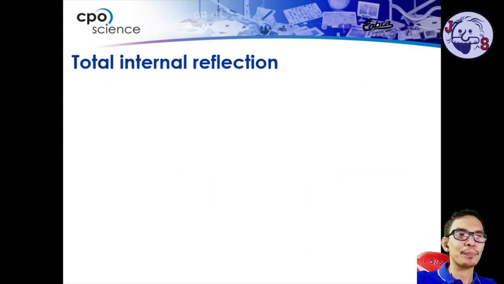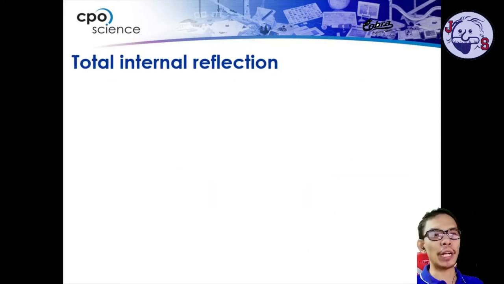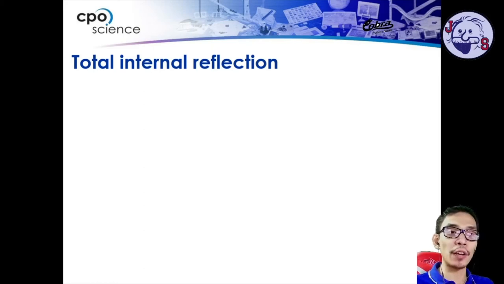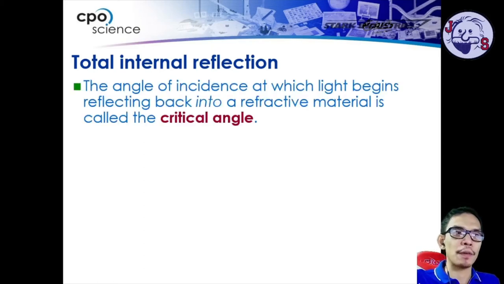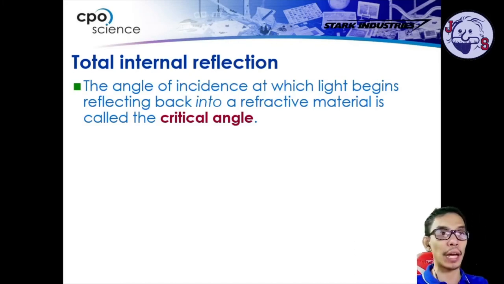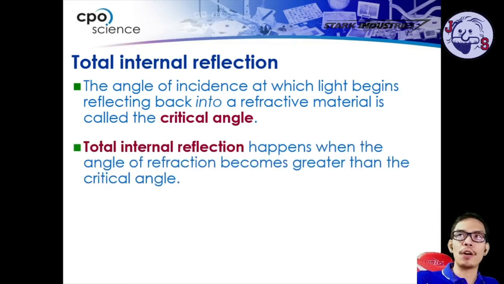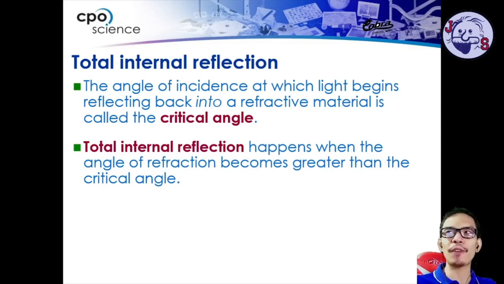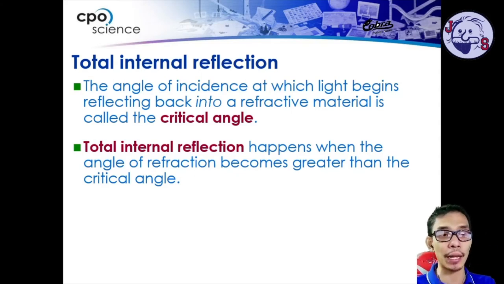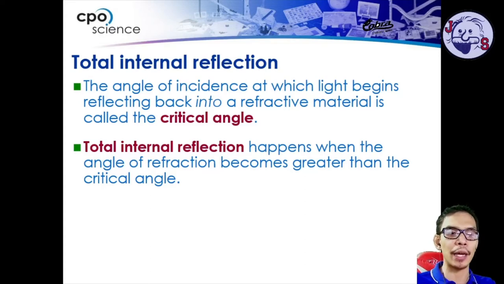All right. So what is total internal reflection? Total internal reflection is part of refraction. The angle of incidence at which light begins to reflect back into the refractive material is called the critical angle. Total internal reflection happens when the angle of refraction becomes greater than the critical angle. So what is this critical angle? Let's take a look at it in the simulation.